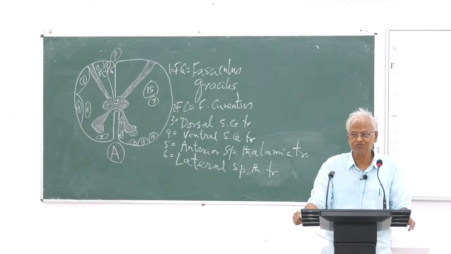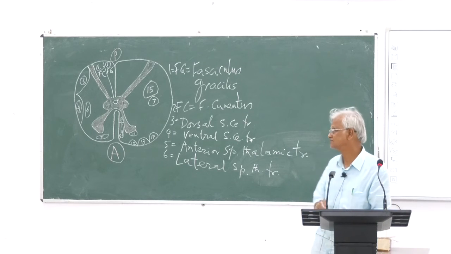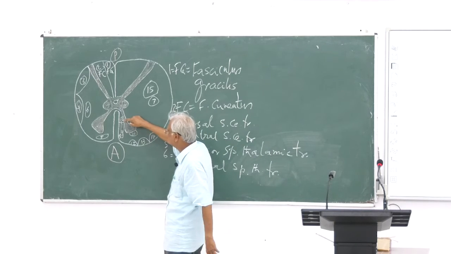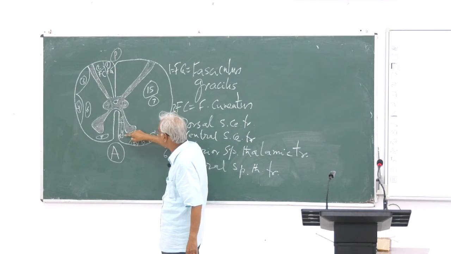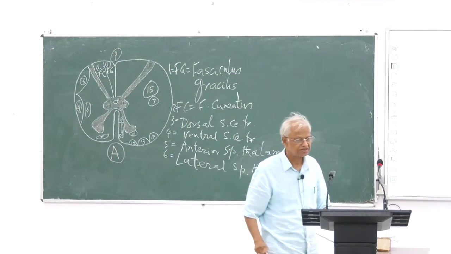Rubrospinal tract, RUBRO. 8 is medial reticulospinal tract. This is the medial and lateral reticulospinal tract. Yes, I think I have made a mistake.